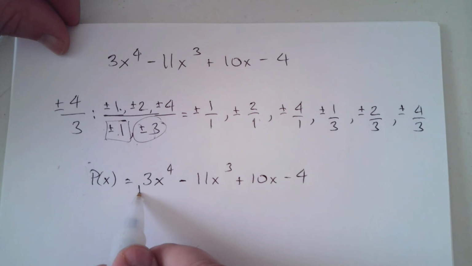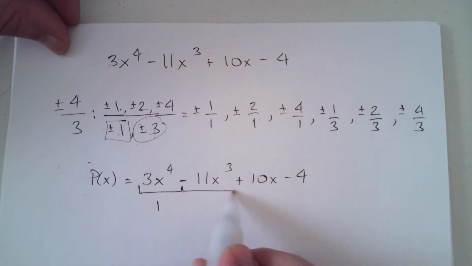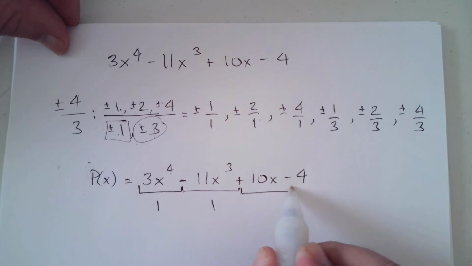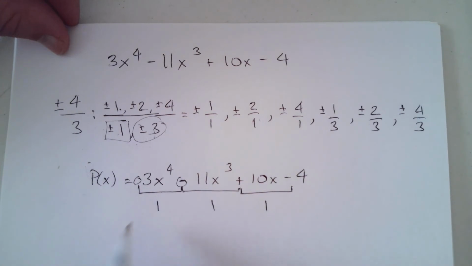Sign changes. Positive in front of the 3 to negative, that's one sign change. Negative to positive, that's another sign change. Positive to negative, that's another sign change. So I see that's positive to negative, that's a change. From a negative to a positive, that's a change.